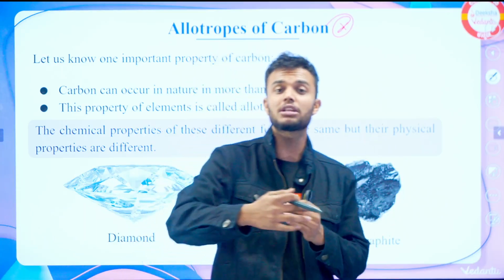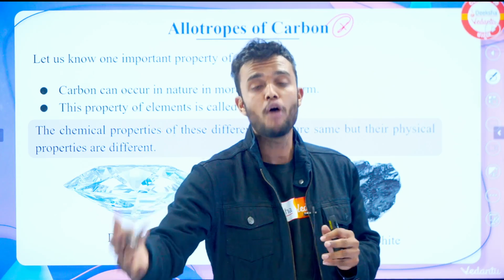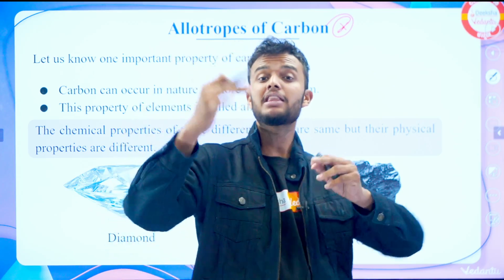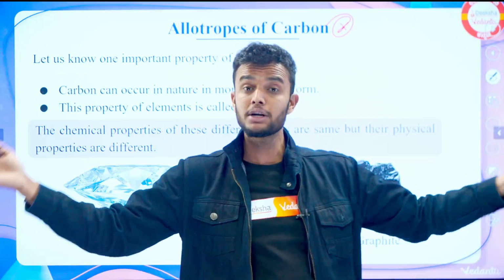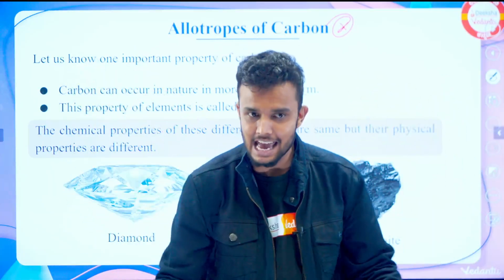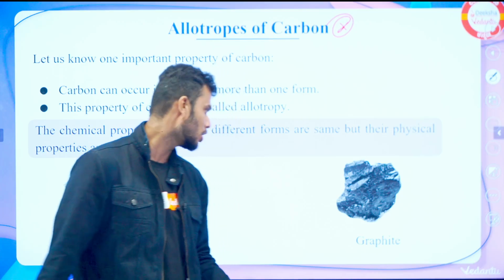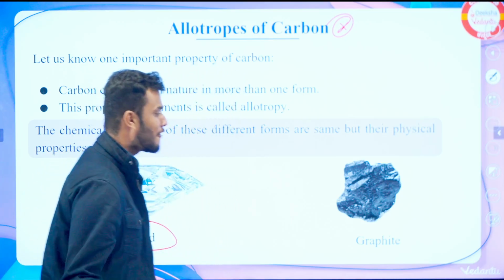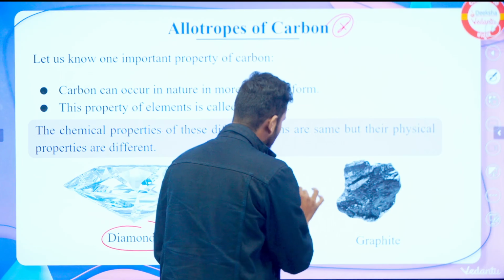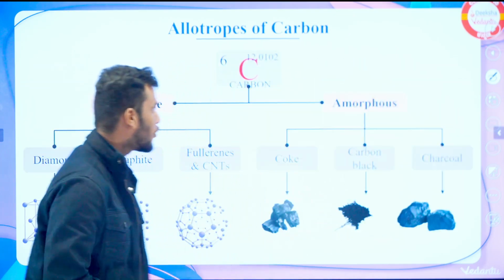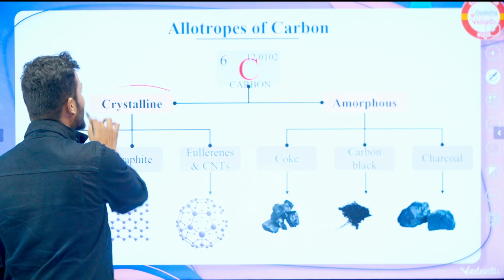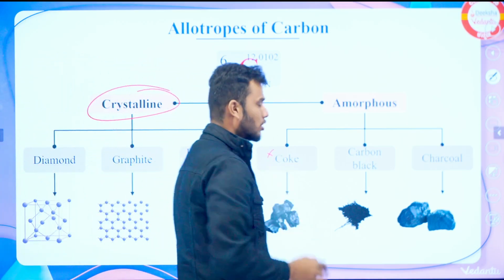These are other forms of carbon. Their physical properties vary, but not their chemical properties. Chemical properties are the same, physical properties vary. These are called allotropes: diamond, graphite and fullerene. These are the three very important allotropes. Let's move on. We divide them into crystalline and amorphous. Amorphous is not at all important.